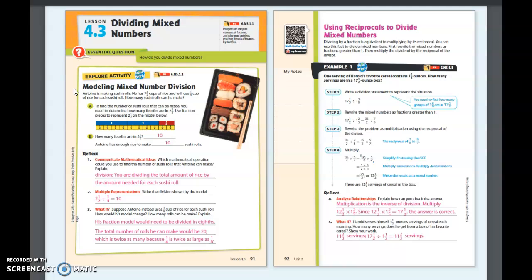Antoine is making sushi rolls. He has 2.5 cups of rice, and he will use 1/4 cup of rice for each sushi roll. So how many sushi rolls can he make?